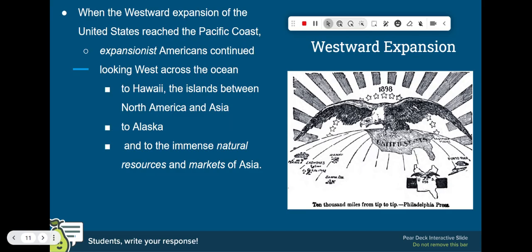When westward expansion of the United States reached the Pacific coast, expansionist Americans started looking west across the ocean for more places to expand. We looked to Hawaii, the islands between North America and Asia. We looked to Alaska. And we looked to the immense natural resources and the markets of Asia.